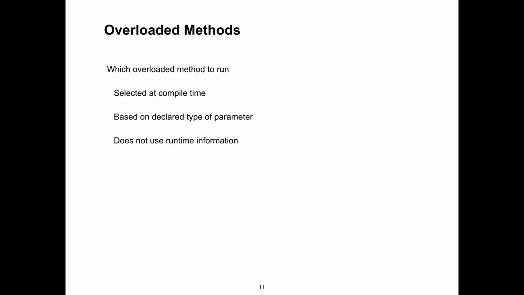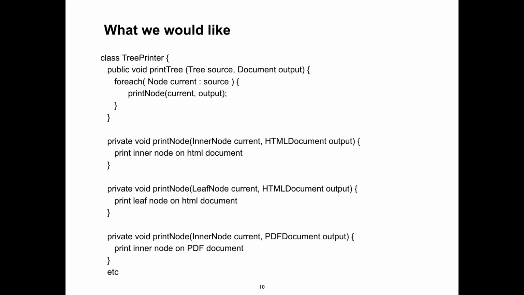These are compile errors. So in Java, overloaded methods, which one to select, is decided at compile time. So it's a static check. It looks at the declared types, not the actual types the object holds. Here, the compiler looks at current and sees its declared type is Node. At runtime, it may be an inner node or a leaf node, but the compiler doesn't know that. The compiler only knows the type you declared. So it's looking for a match or a best match and it can't find it. So it's a compile error.